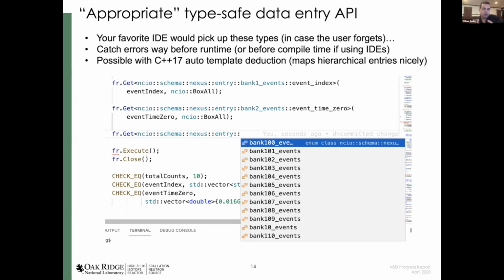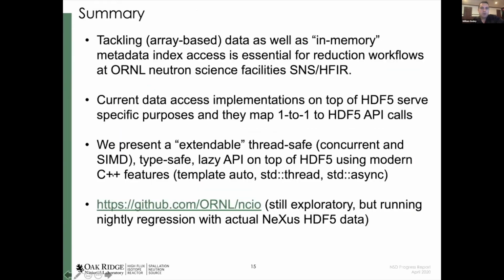It's not particular to one data schema or model, but it maps nicely the hierarchical nature of HDF5 entries. So in summary, we're trying to tackle array-based data as well as in-memory metadata index, because that's also one of the biggest bottlenecks we have, and that's essential for the reduction workflows that we found here at Oak Ridge.